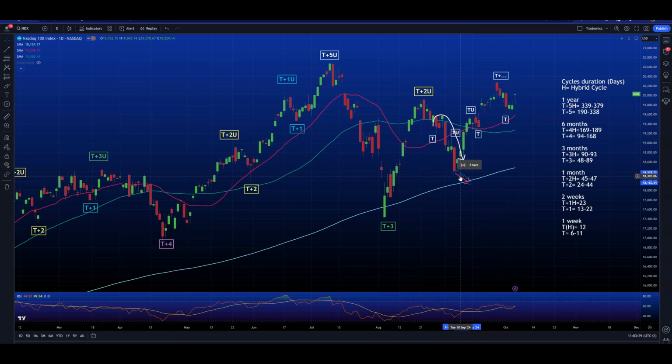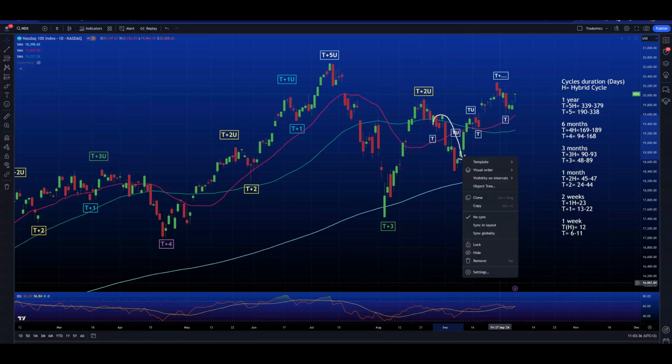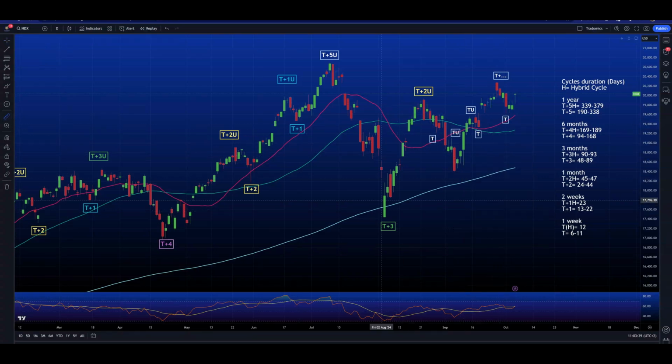Okay, so here I remove the arrow, and let's now understand what happened. If we gauge the total duration in terms of the downward cycle from this T plus 3, here we have 23 bars. So basically this downward cycle is a T plus 1 hybrid cycle, 23 bars, so a 2 weeks cycle. Now we have to understand from this swing or this candle what has happened.